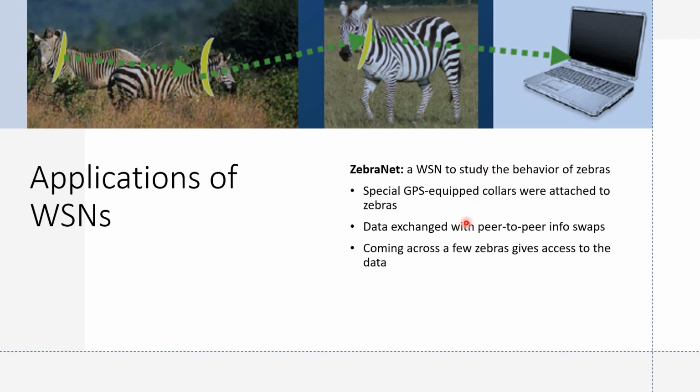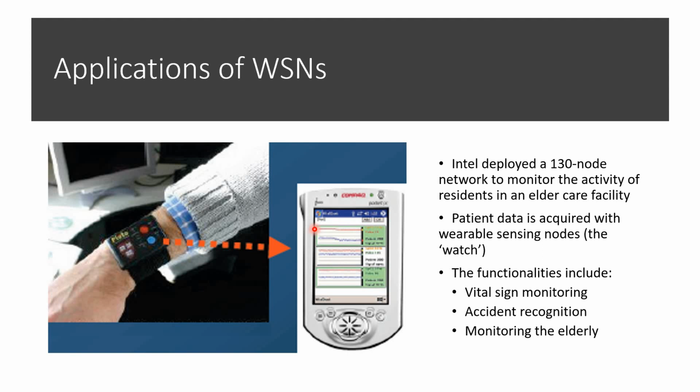So data is exchanged with peer-to-peer info swaps. This means that the data from this node can be sent here, and this computer can collect the data of all the zebras, or all the sensor nodes, from this particular zebra. Coming up across a few zebras gives access to the entire network. So it doesn't have to be this zebra. You can also go near maybe that one and collect data from the entire network in that way also.